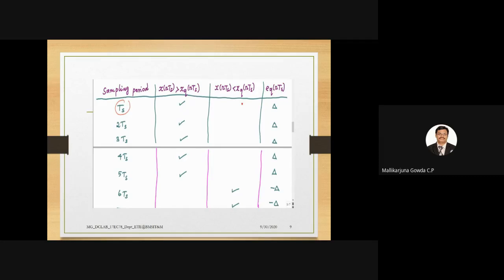Yes, is this clear? You can write this table also in your write-up. You write the sampling period, you write this X of nTs greater than Xq of nTs, what is the value of eq of nTs? When X of nTs is less than Xq of nTs, what is the value of eq of nTs? Based on this, if it is delta, it will be encoded by a binary information 1. If it is minus delta, it will be encoded by a binary information of 0. That is how we get zeros and ones as a digital information.